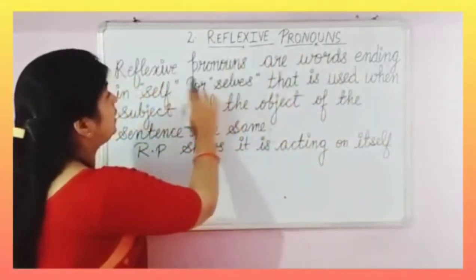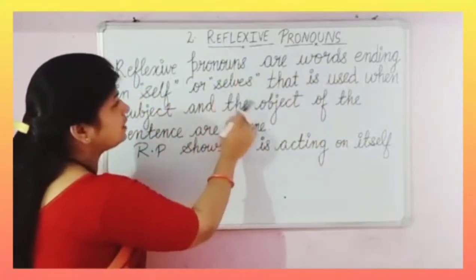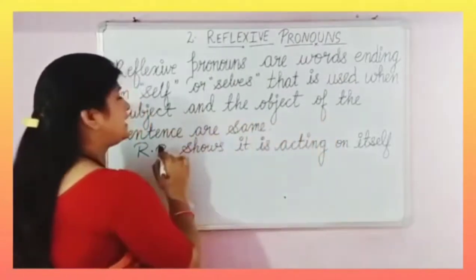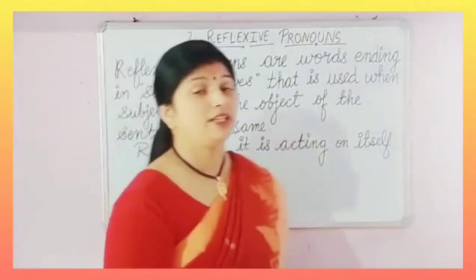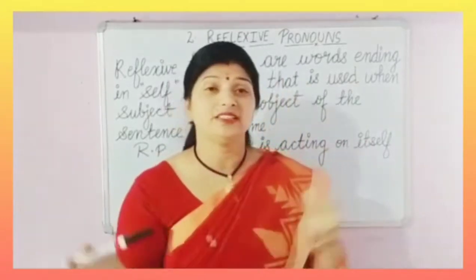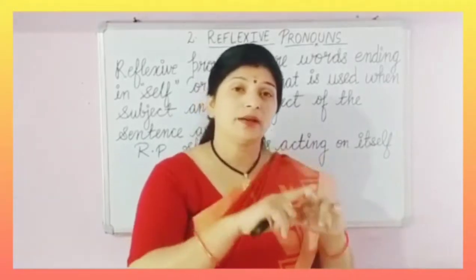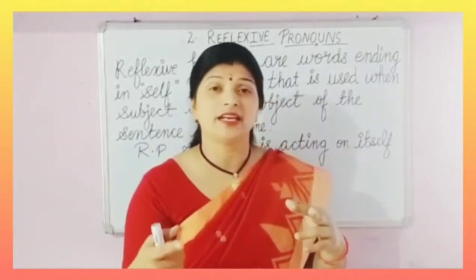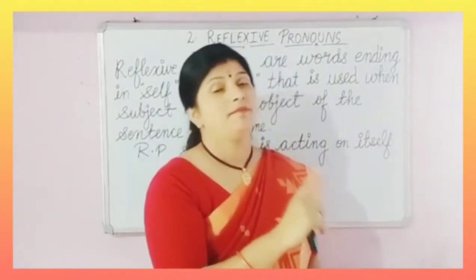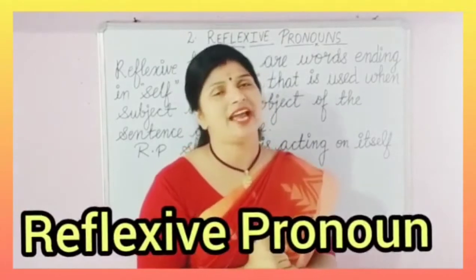The reflexive pronouns always end with self and selves. It is used when the subject and the object of the sentence are the same. My dear children, when the subject and the object of the sentence both are the same, that means both subject and object are talking about one person only, then that type of pronoun is known as a reflexive pronoun. Let me explain with the help of an example.